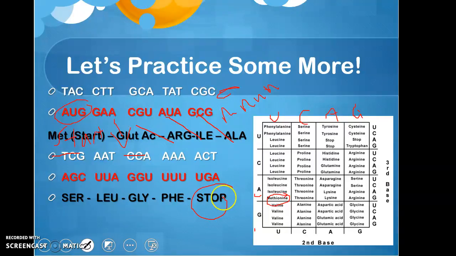Notice I ended with a stop codon. Stop codons are already given to you. They're way up here. And you literally would write the word stop. So all of them are going to start with methionine, and then all the proteins would really just end with whatever that last one was. They don't put anything where it says stop.